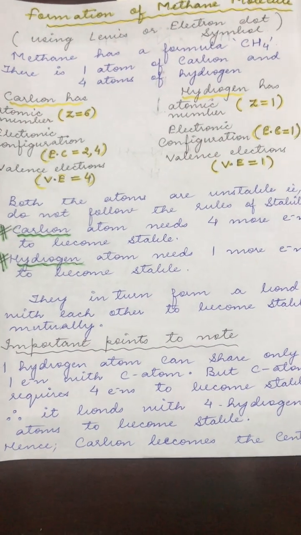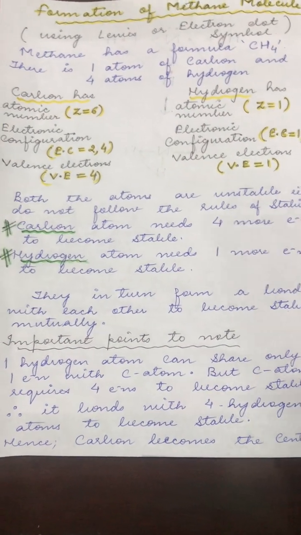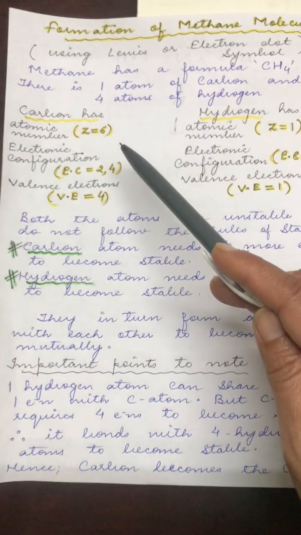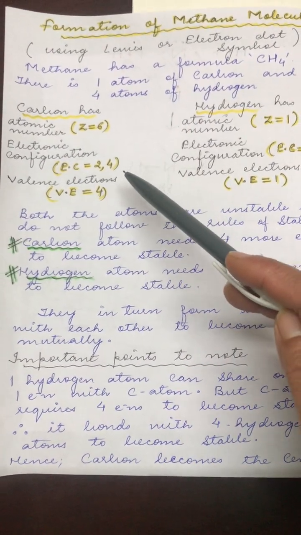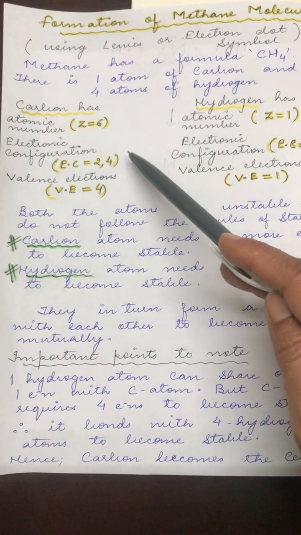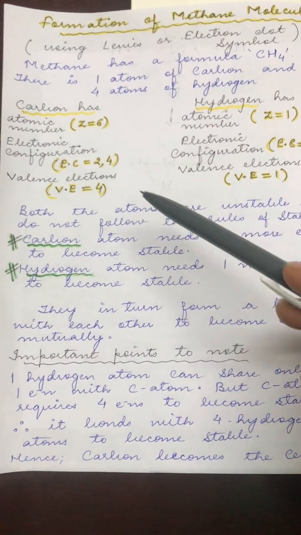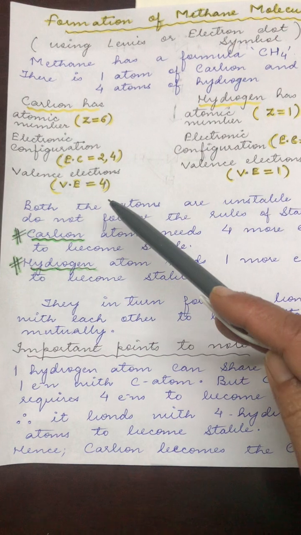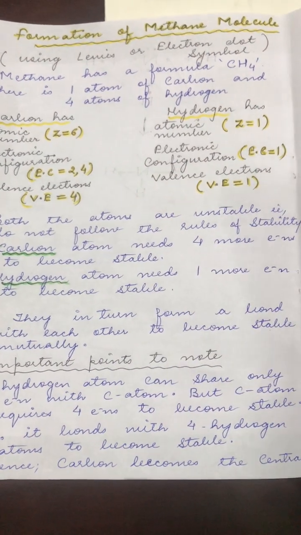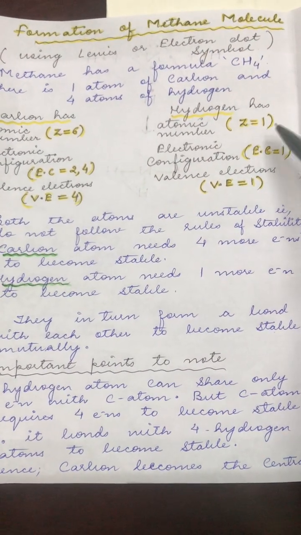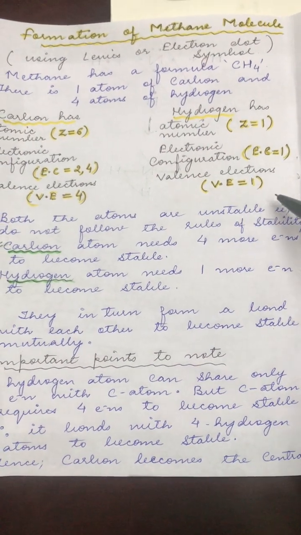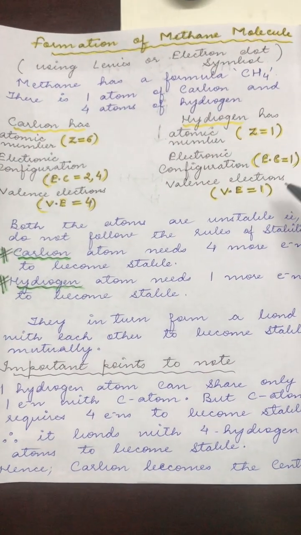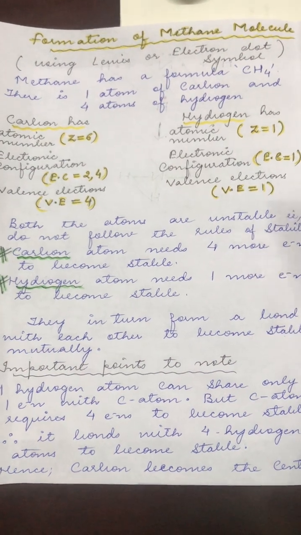To understand that, let us first see the electronic configuration of carbon. Carbon has atomic number 6 and its electronic configuration is 2, 4. That is, it has 4 electrons in its valence shell, or the outermost shell has 4 electrons. On the other hand, hydrogen has atomic number 1. Its electronic configuration is 1 and it has 1 valence electron. That is, in its outermost shell there is only 1 electron.